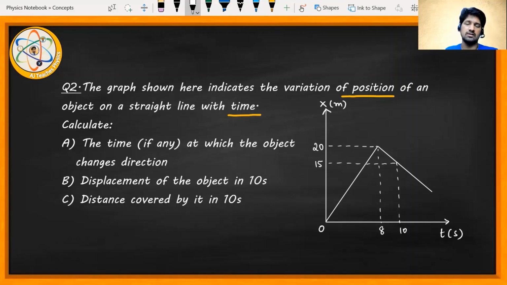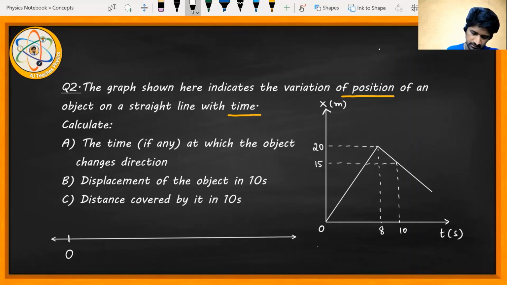Let us visualize that on a straight line. The object was initially at x is equal to 0. So at t equal to 0, its x coordinate is 0. And at t equal to 8 seconds, it reaches x is equal to 20 meters. And that is the highest point of the graph. So it does not cross the position of x is equal to 20.